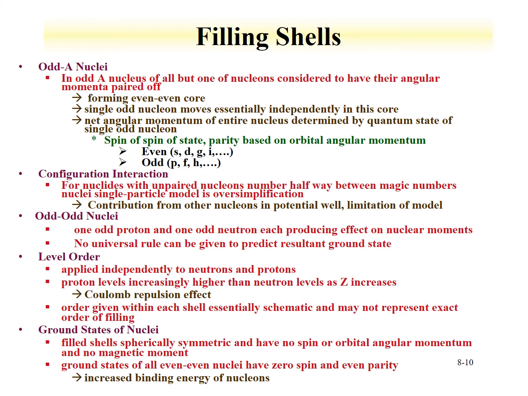For odd-odd nuclei, where one odd proton and one odd neutron each contribute to the spin and parity, there's no universal rule, and we'll provide some examples of how you can estimate the spin and parity of odd-odd nuclei.